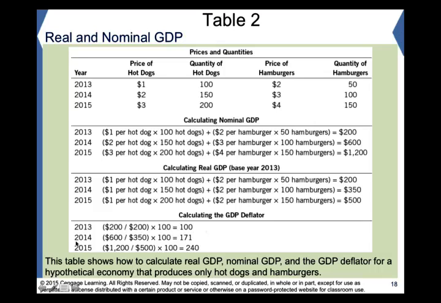Now for 2014, your nominal GDP was 600. That's what we have here. In the denominator, you have the real GDP for that year, which is 350. Then you multiply it by 100 and you get 171. For 2015, your nominal GDP was 1200, and you divide it by the real GDP for that year, which is 500. Then you multiply it by 100, and you get 240.